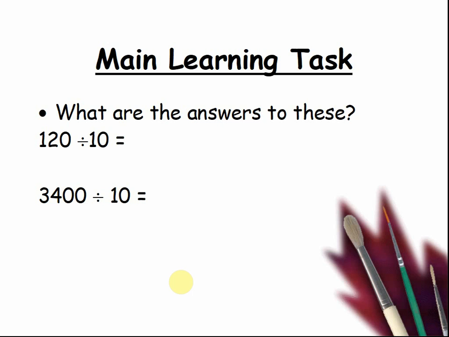3,400 divided by 10 is what? That's right, it is 340. All the digits move to the right. 60 divided by 10 becomes 6. All the digits move to the right.